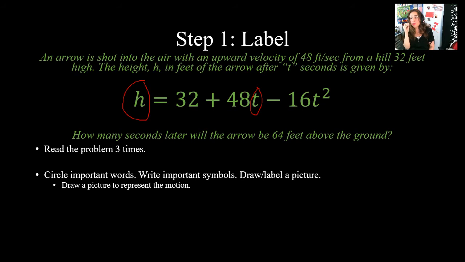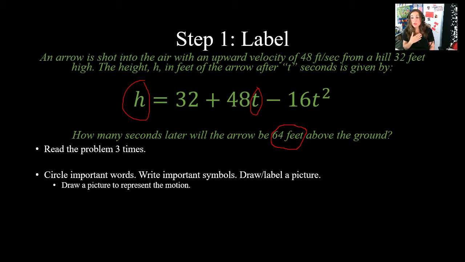And the really big part of these problems, the piece of information you're really going to want to zero in on as you work through them, is actually going to be found in the question, okay? The piece that you know and the piece that you're looking for. So I want to know how many seconds later will the arrow be 64 feet above the ground. That's the number I'm really going to zero in on, the one that I'm asked about in the question, okay?